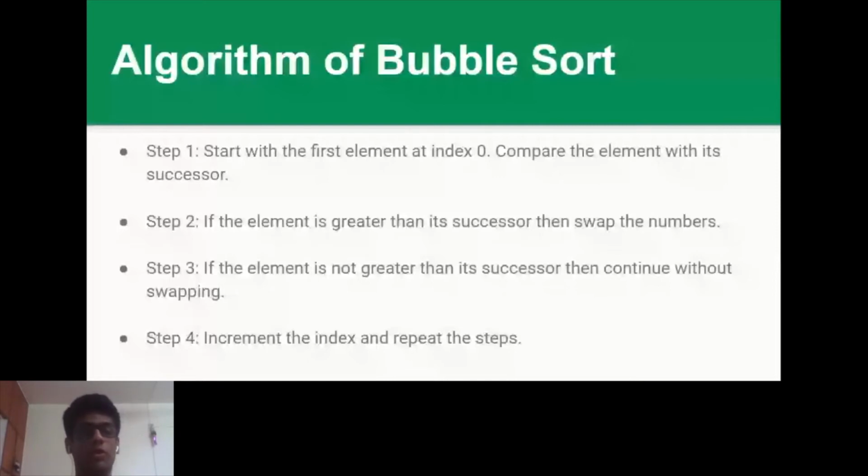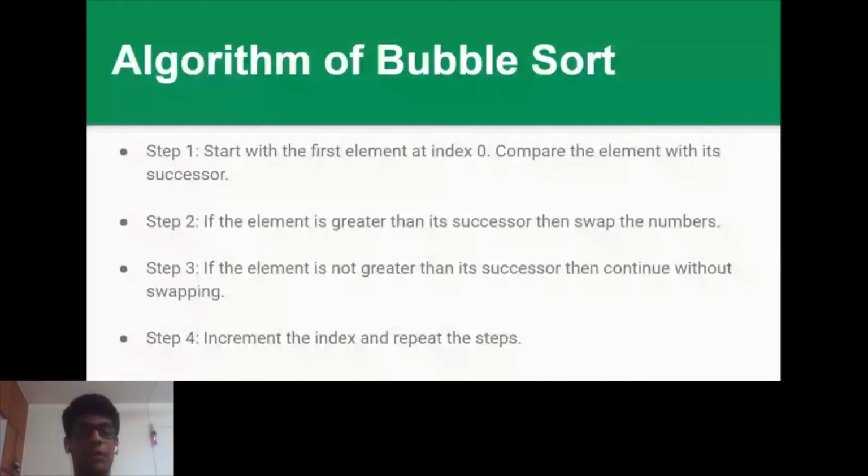Now going on to the step 2. Now if the element is greater than its successor, then swap the numbers. अगर जो element 0 पे है और जो element 1 पे है, अगर उनमें से 1 वाला छोटा होगा 0 से, then the swapping will take place.